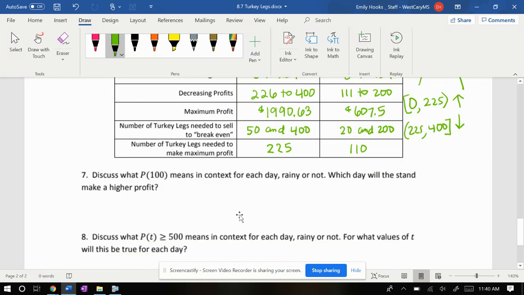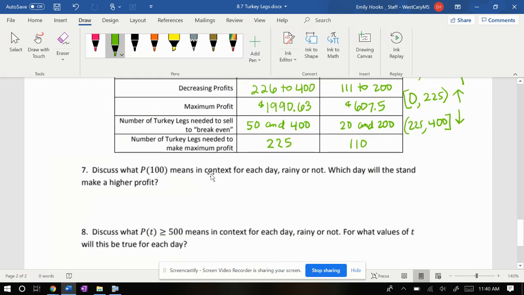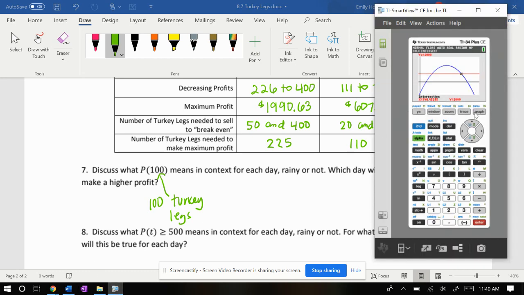All right. So discuss what P of 100 means in the context of each day, rainy or not. Which day will the stand make higher profit? So P of 100, because T stands for your turkey legs, is at 100 turkey legs. So all you've got to do is just plug it in. I'm going to go into my calculator, go to my table, and find 100 turkey legs because that's going to be the easiest instead of me having to do all the math work. But you totally can solve it by hand too.